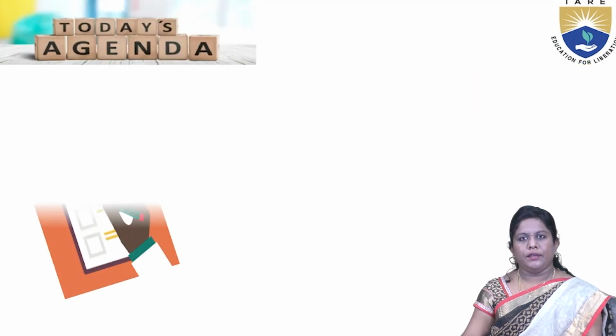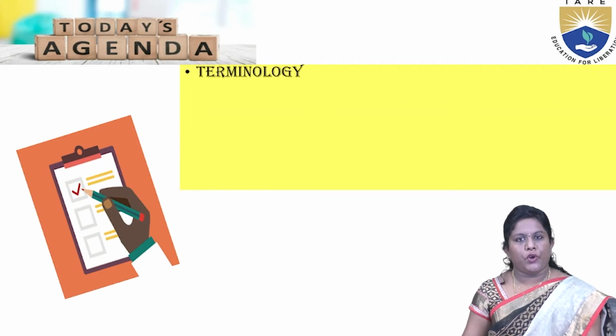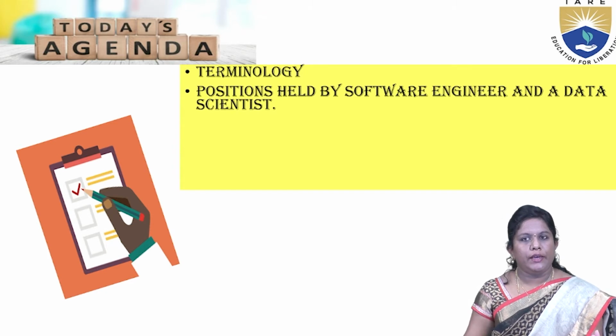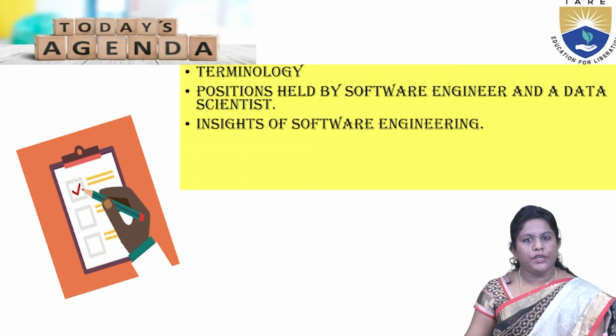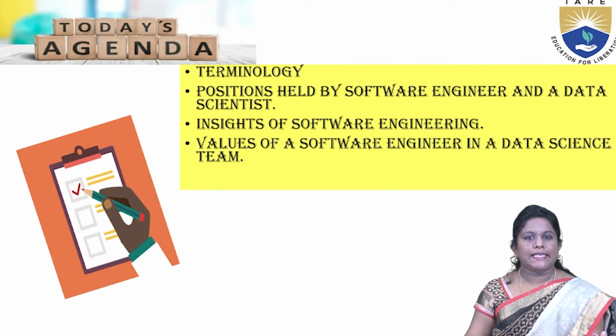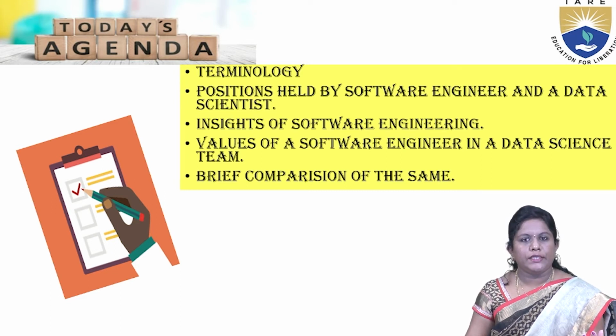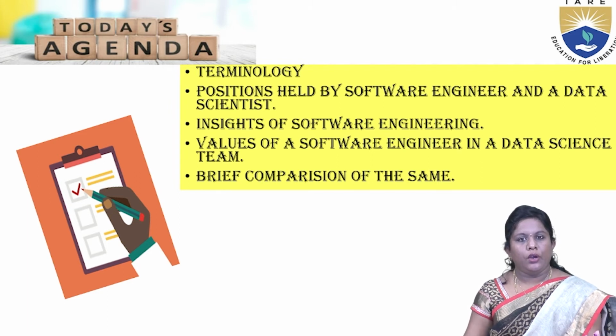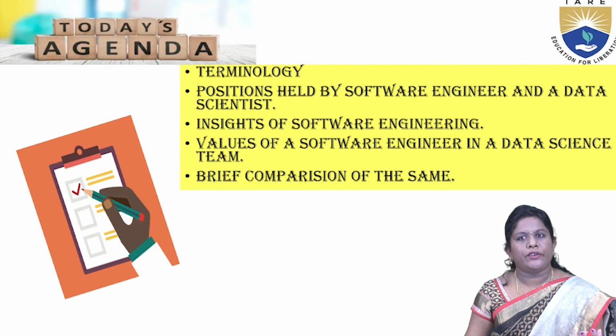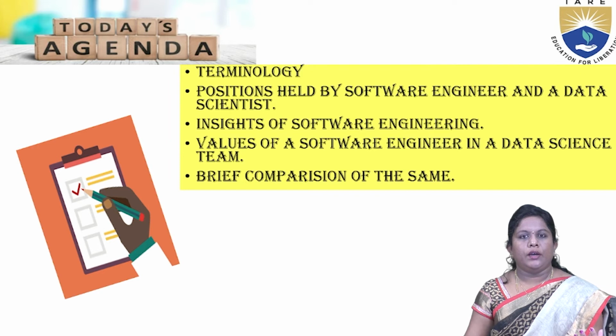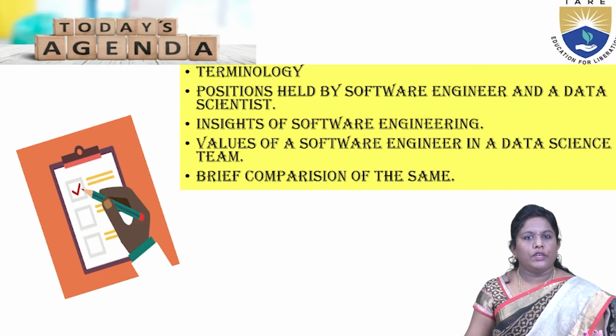Coming to today's agenda, we'll be covering a few terminologies related to software engineering, positions held by a software engineer and a data scientist, insights of software engineering, values of a software engineer in a data science team, and a brief comparison of the same. We'll start our major discussion with the terminologies involved in the subject, and the importance of a software engineer and a data scientist, meaning both of them hold their own positions in their respective fields. So what are the major positions that each person holds? Insights of software engineering: here we'll elaborate on the components associated with software engineering. And values of a software engineer, meaning how important this person is in a data science team.